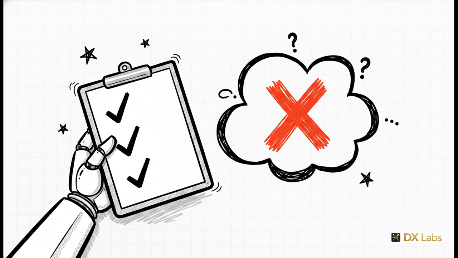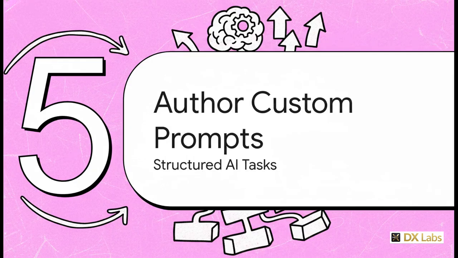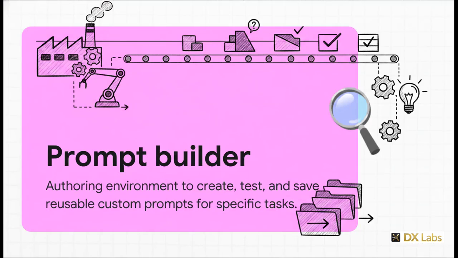All right, next let's look at completely independent AI tasks. Part 5, Authoring Custom AI Prompts. If generative answers is our research library, then the prompt builder is your assembly line factory. Prompt Builder is a dedicated environment inside Copilot Studio where you author, test, and save structured, custom AI prompts. These become reusable tools available across all your agents and workflows.